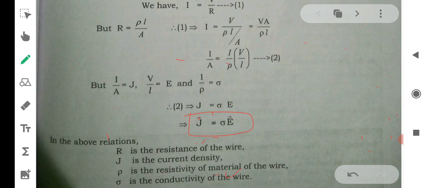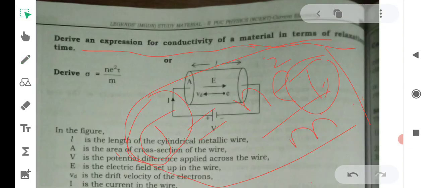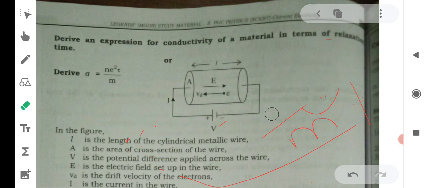In the above relation, R means resistance of the wire, J means current density, rho means resistivity of the material of the wire, and sigma means conductivity of the wire. This is simple. Students, the derivation is not asked, you only need to remember these things. Next we move on to the second derivation of this chapter, and after that we will stop the video, because a lengthy video will result, so I am deriving only two formulas.